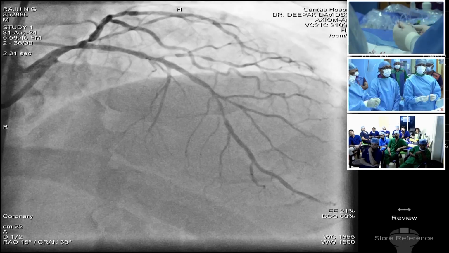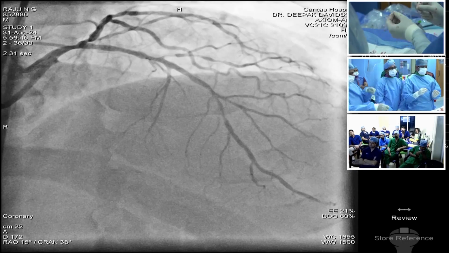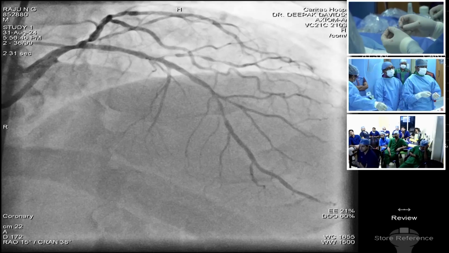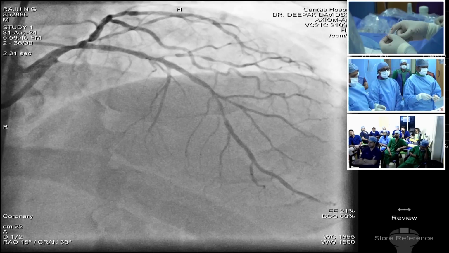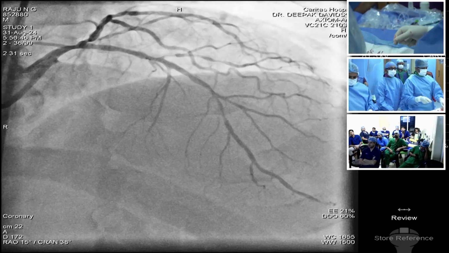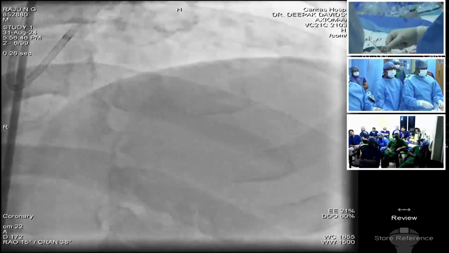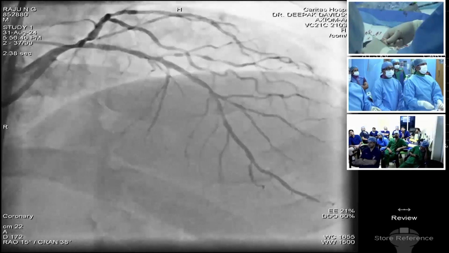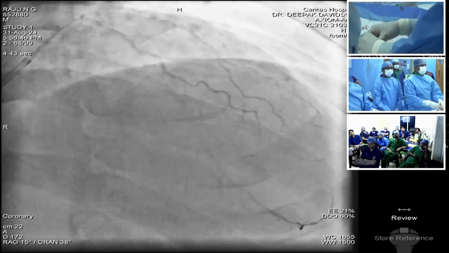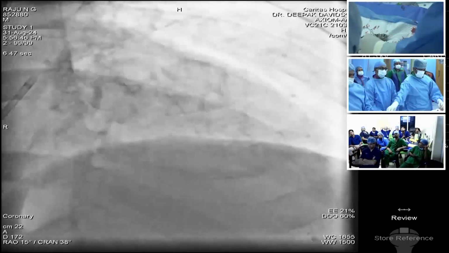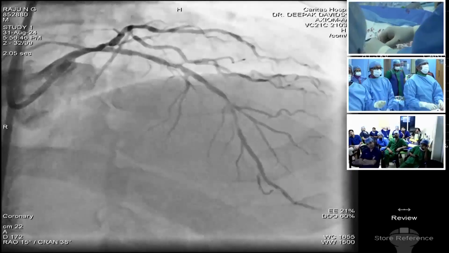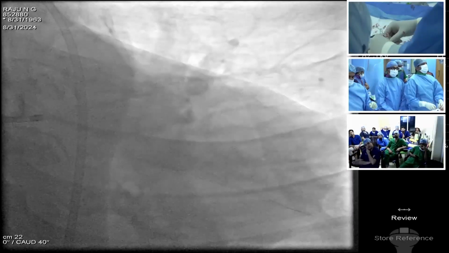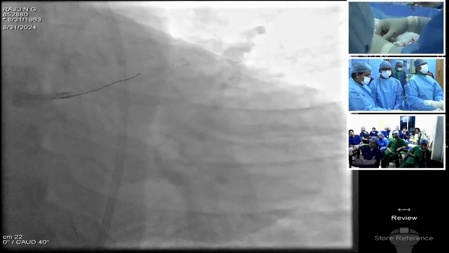Because that calcium looks more like adventitial calcium. Please run that cranial view again. Whatever calcium we see is more in the area where we do not have a tight lesion. Yes, and vessel size also. Safety is to be given more importance. We'll wire it, take a New York wire or a 2 balloon. We'll try to dilate that.